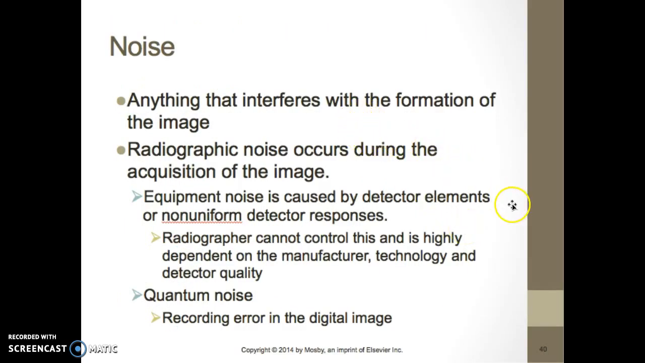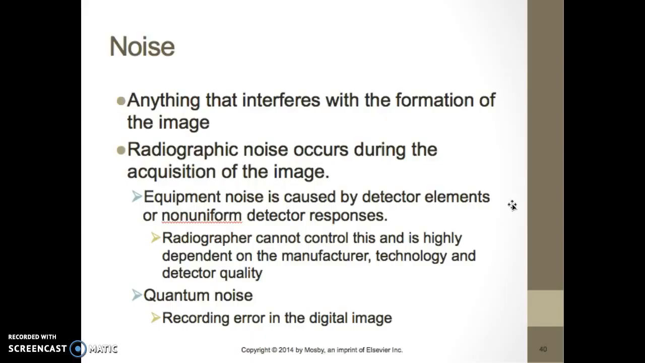So noise. We've talked about noise in great detail, but noise is anything that interferes with the formation of the image. Radiographic noise occurs during the acquisition of the image. Equipment noise is caused by the detector elements or non-uniform detector responses. The radiographer can't control this, and it's highly dependent on the manufacturer, the technology, and the detector quality.